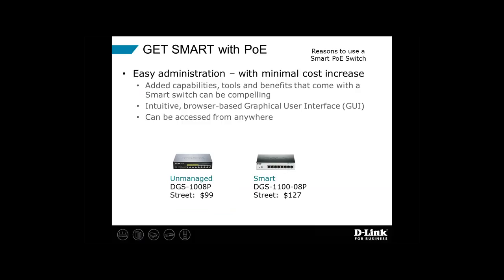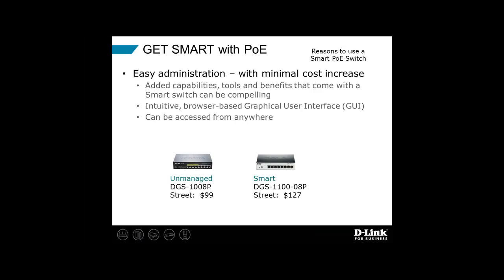So here I'm looking at 2 D-Link switches. Both are 8-port switches. The one on the left is unmanaged, and in fact only the first 4 ports support PoE. Typical street price on that, I looked online the other day, was around $99. The switch on the right is a smart switch, so it can be configured using the browser-based graphical user interface.